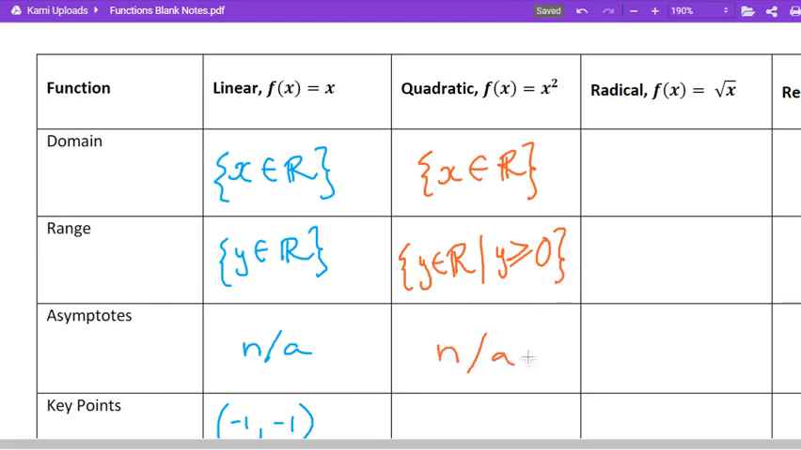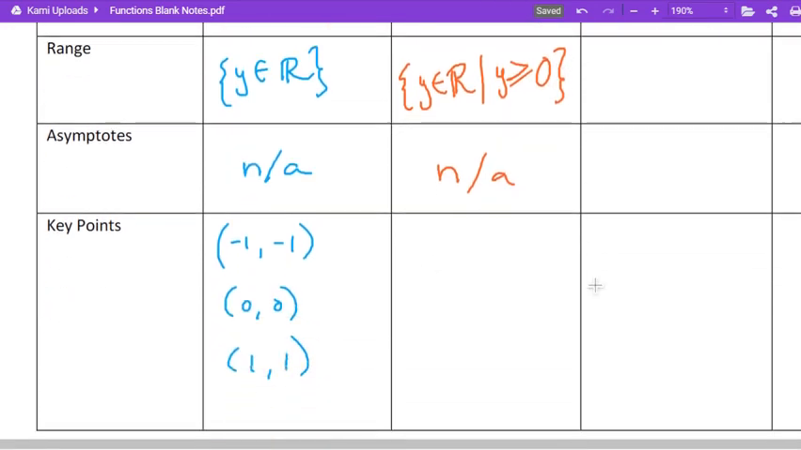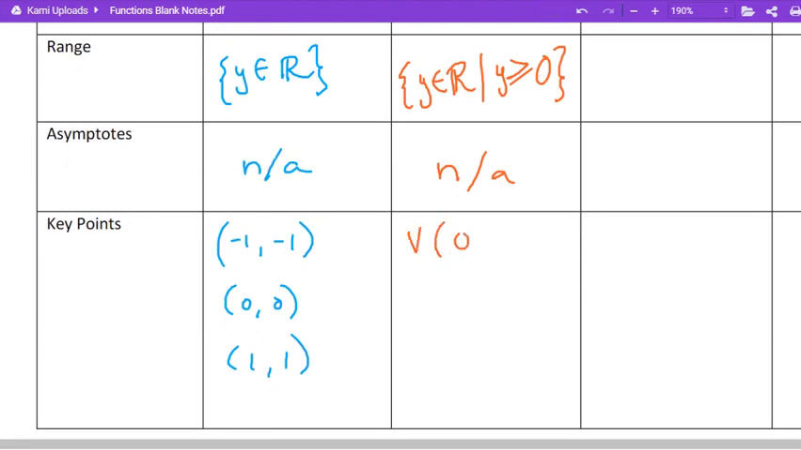Asymptotes, again, not applicable. Key points. I might say this. Vertex is at 0, 0. And then how do I remember to draw it? Well, I just use the step pattern 1, 3, 5. Right? That's my helpful hint about how to draw the parent function. So those are the ones we've known.